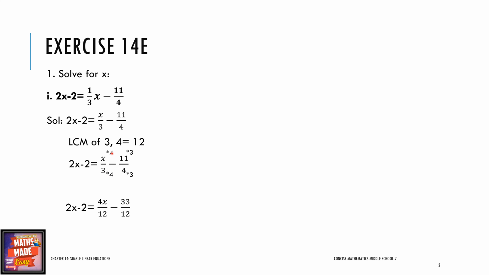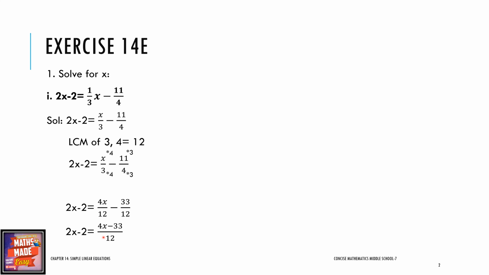x into 4 is 4x, not x to the power of 4. x into x into x into x will be x to the power of 4. But here x plus x plus x plus x is 4x by 12 minus 11 3s are 33, 4 3s are 12. Since the denominators are equal, you can just put 12 down and 4x minus 33.